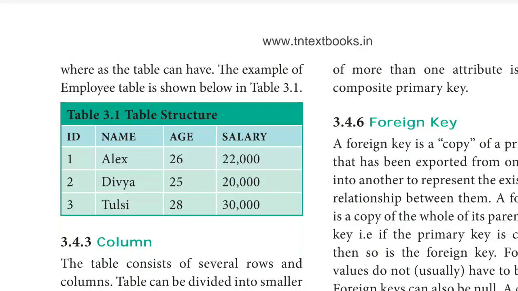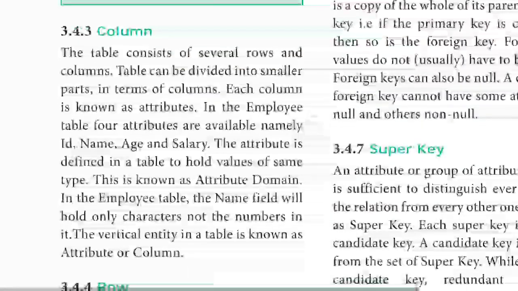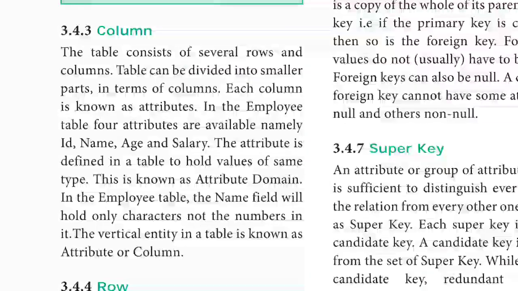So this is the example of the table. Here you can see it on this screen. Okay, so next is column. The table consists of several rows and columns. Tables can be divided into smaller parts in terms of columns. Each column is known as an attribute. In the employee table, 4 attributes are available, namely ID, names, age, salary.